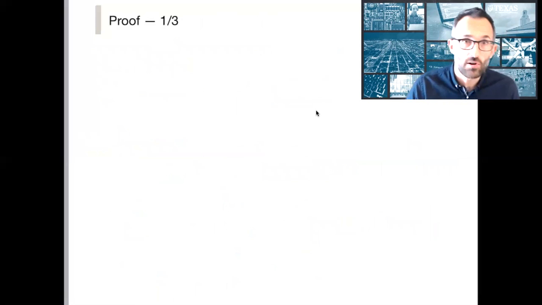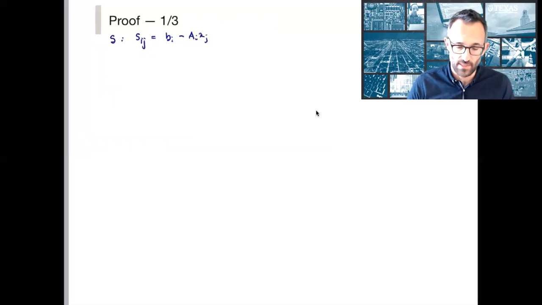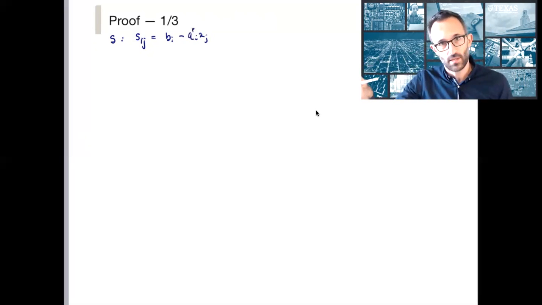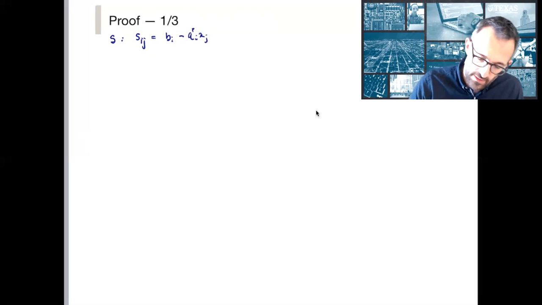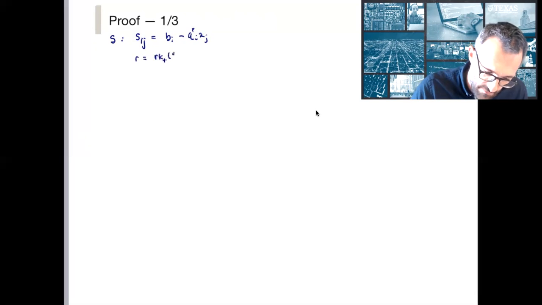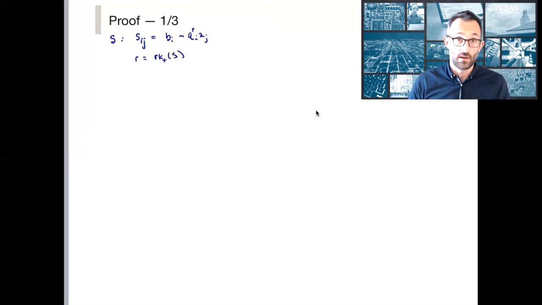Okay, so we have our matrix S. This is our slack matrix. Just writing from the previous, Sij is equal to Bi minus Ai xj, where xj is a vertex and, whoops, I wrote Ai, I mean Ai transpose is the ith row of A. Let R in this direction equal the non-negative rank of S.